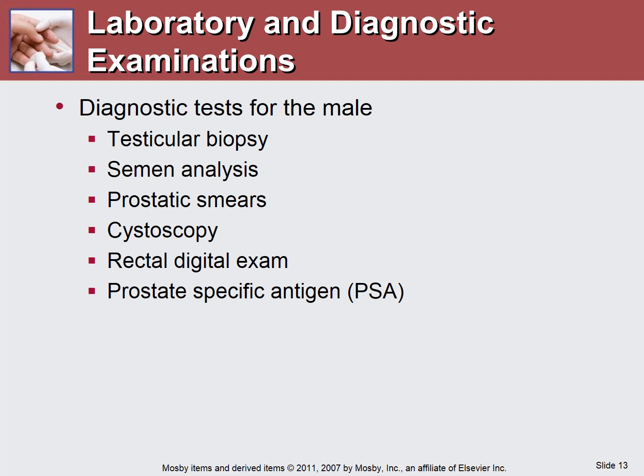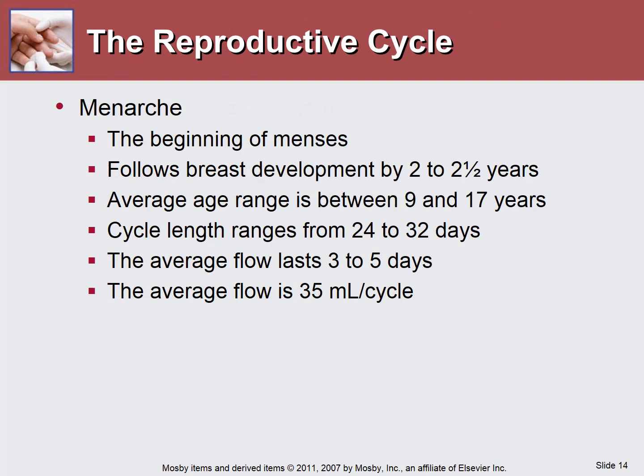Next slide. All right, menarche, this is the beginning of menses. It follows the breast development, usually in about 2 to 2.5 years. The average age range is between 9 and 17. The cycle ranges from about 24 to 32 days. The average is 28 days. The average flow is about 3 to 5 days. The average flow is 35 mLs per cycle, and some flow is a little heavier than that, and so that's why we monitor for anemia in a woman who has menstruation. Next slide.